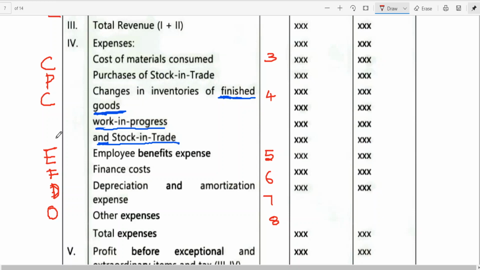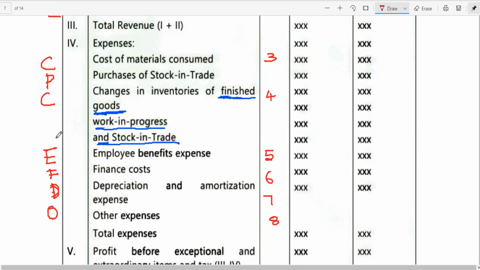For expenses I have given the abbreviation CPC EFDO. C, cost of material consumed. P, purchase of stock in trade. C, changes in inventories of finished goods, work in progress and stock in trade. Then CPC EFDO: E, employee benefit expense; F, finance cost; D, depreciation; O, other expenses.